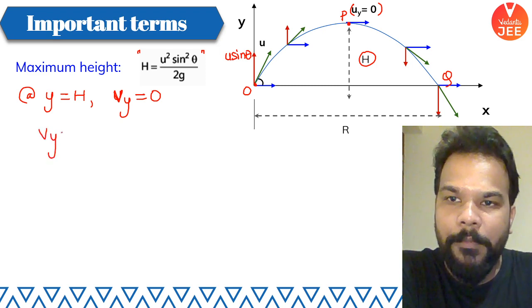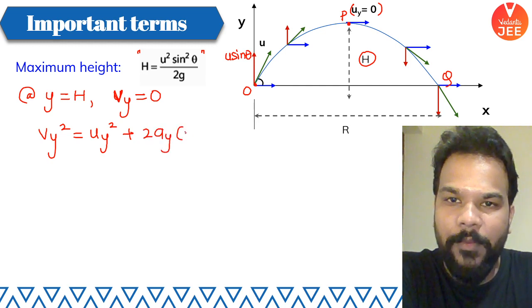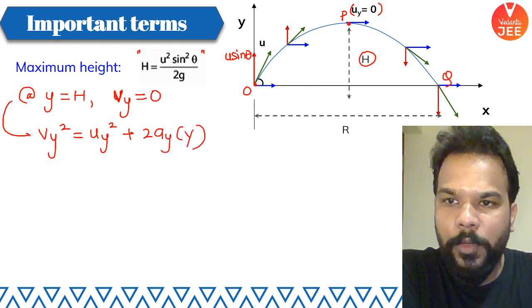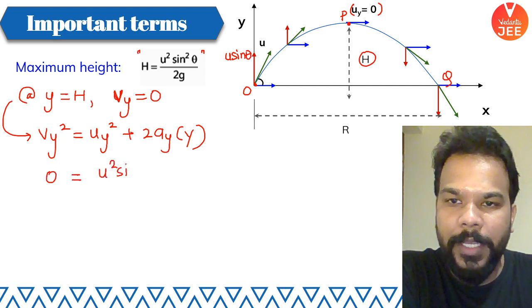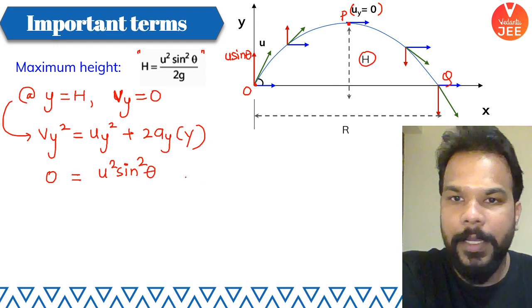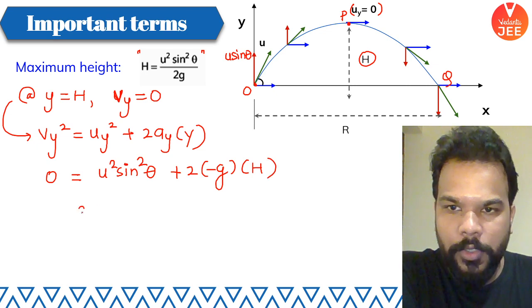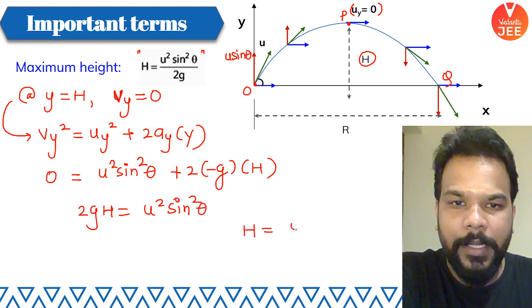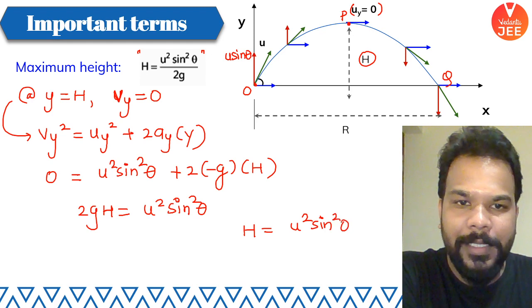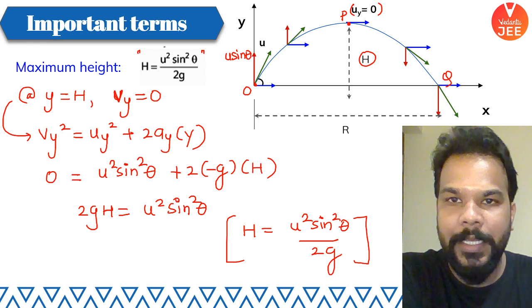So by using Vy square equal to Uy square plus 2 into Ay into y, here I'm going to put this information. Vy I'm putting as 0. Uy is already known, u sine theta. So squaring that is u square sine square theta plus 2 into minus g into capital H. So this makes it 2gH equal to u square sine square theta, which simply means maximum height comes out to be u square sine square theta by 2g. That's the expression which you can see here as well.